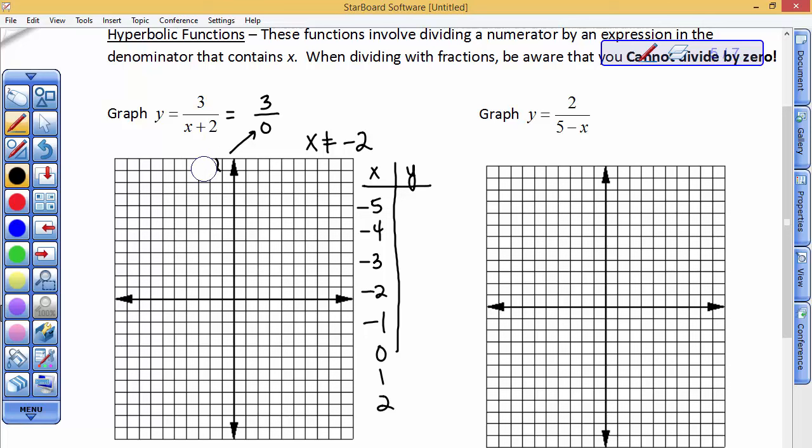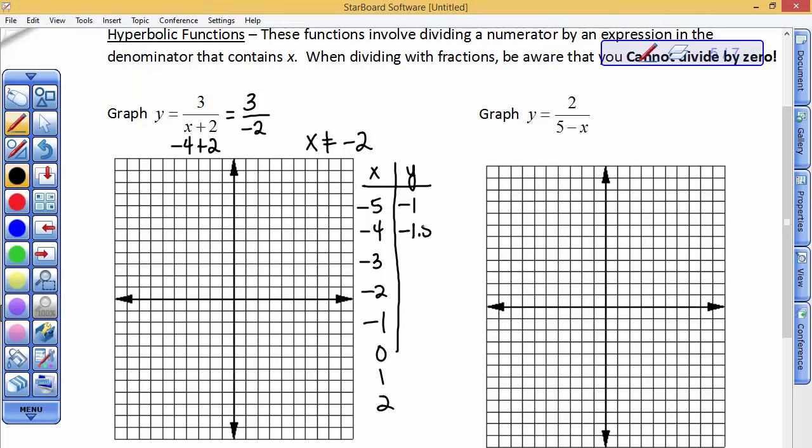So I'm going to erase this now. We determined we should not use a negative 2. So let's put a negative 5 in here for x. And when we add 2 to it, we get a negative 3 in the denominator. And 3 divided by a negative 3 is a negative 1. Let's now put in for x right here a negative 4 and add 2 to it. We'll get a negative 2 when we do that. 3 divided by a negative 2 is a negative 1.5.